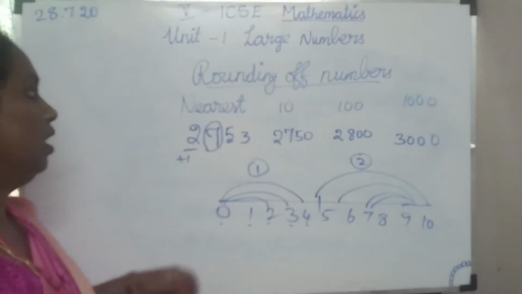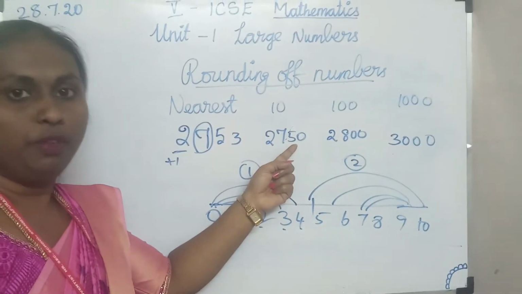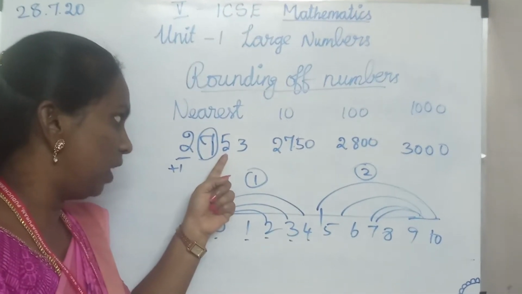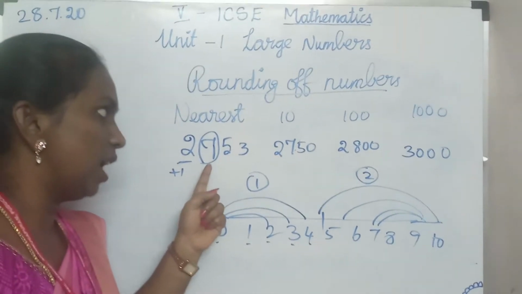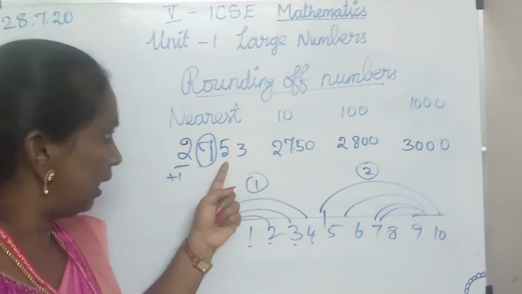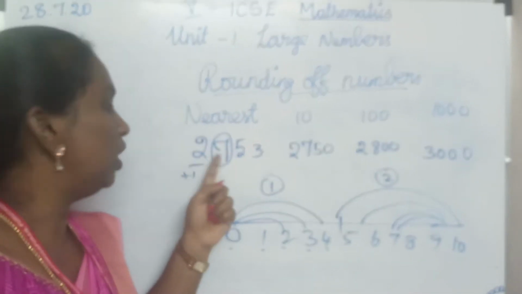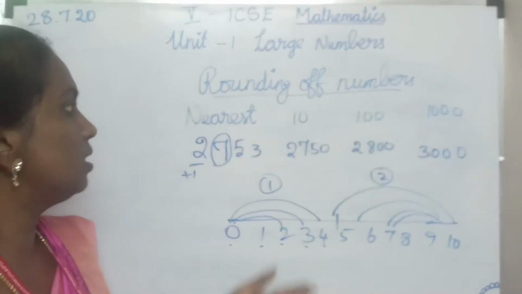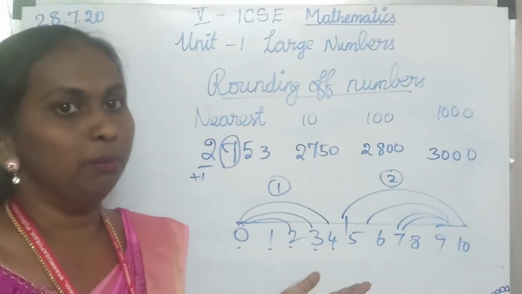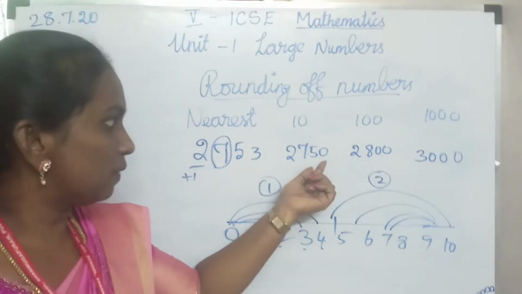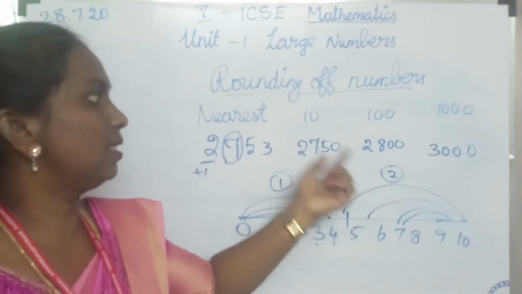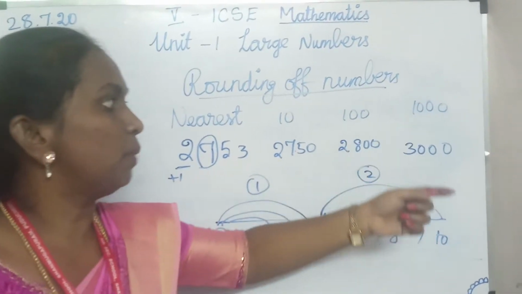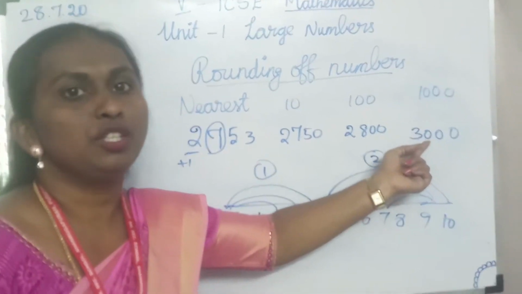Let me say once again, for changing the tens place value we want to see the ones place value. So if you want to change the tens place value, see the ones place value. If you want to change the hundreds, we need to see the tens. If you want to change the 1000, we need to see the hundreds place value. That is the first condition. Second one is, after rounding off the numbers, we have to write 0 in the ones place for the tens. For hundreds, the ones and the tens should be 0, and for thousands, the ones, tens and hundreds should be 0.